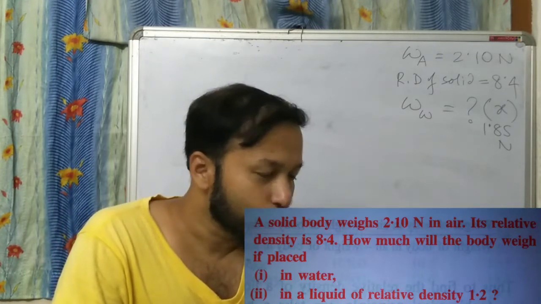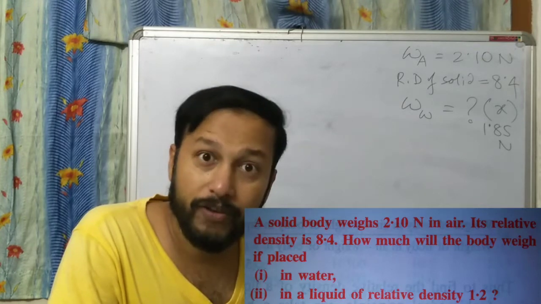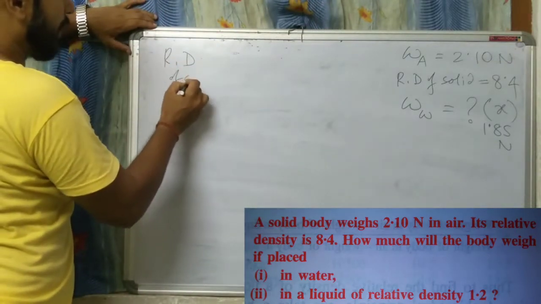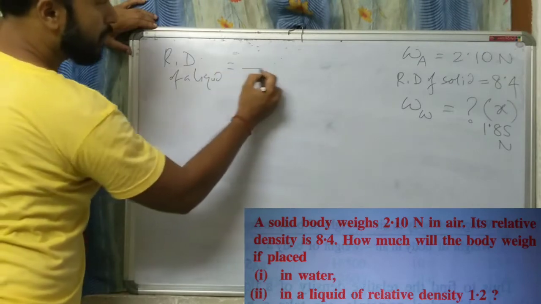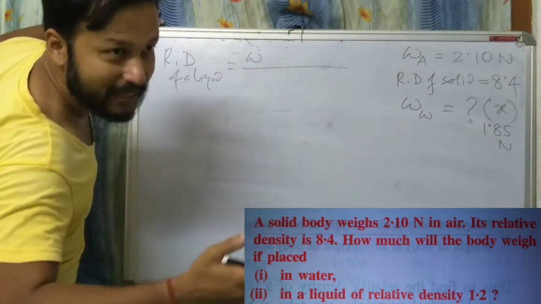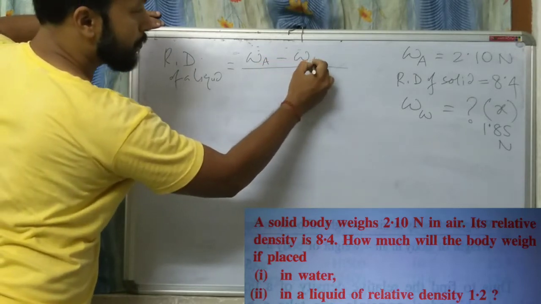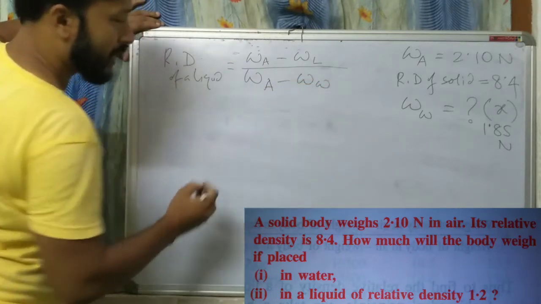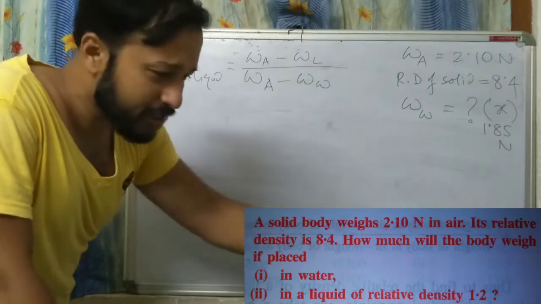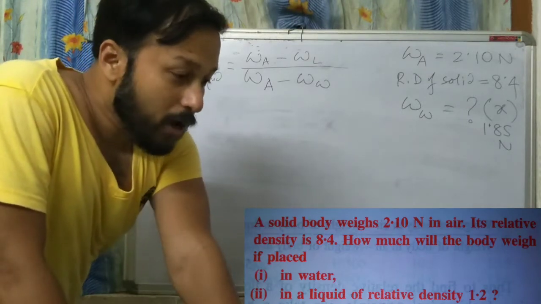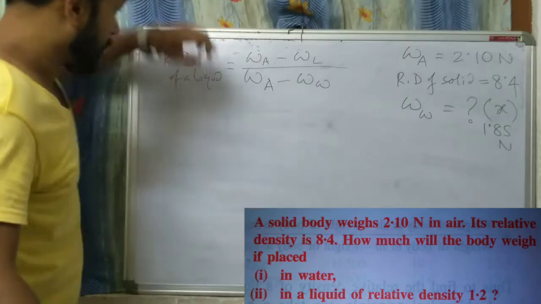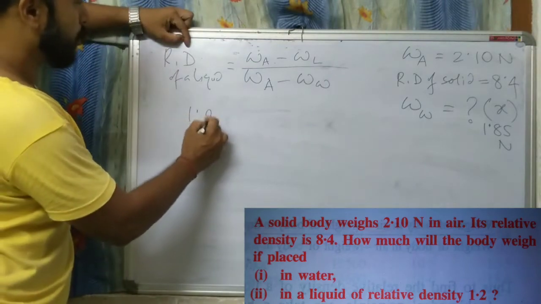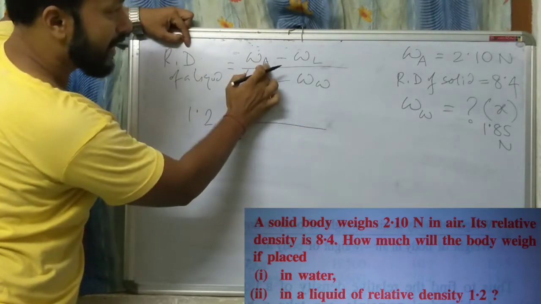So we will use the formula of relative density of a liquid. What is that formula? Relative density of a liquid equals weight of the object in air minus weight of the object in liquid, by weight of the object in air minus weight of the object in water. This is the simple formula we know. In the first sum also we have done that. Now let's see what is given. Relative density of the liquid is given: 1.2.